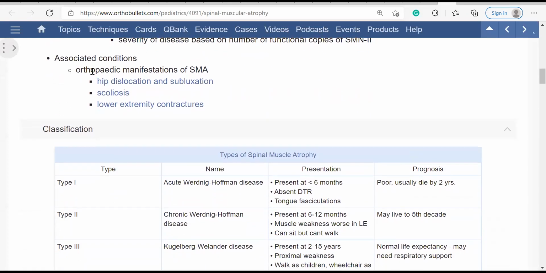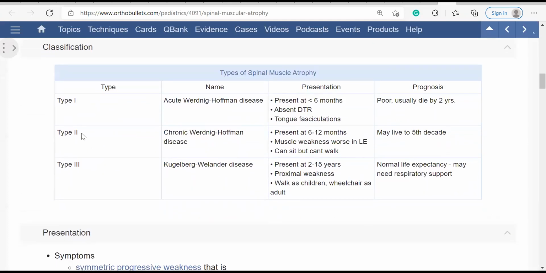What are the orthopedic manifestations you can get? Hip dislocation, scoliosis, contractures. Remember, I talked about the subtypes. There are mainly 3 types, each with their own name. You don't need to remember that. Type 1 usually presents before 6 months. And in type 1, you can get absent tendon reflexes, fasciculations. Usually the child dies by 2 years' time. Prognosis is very poor in here. Type 3 has a normal life expectancy. That means prognosis is not bad.